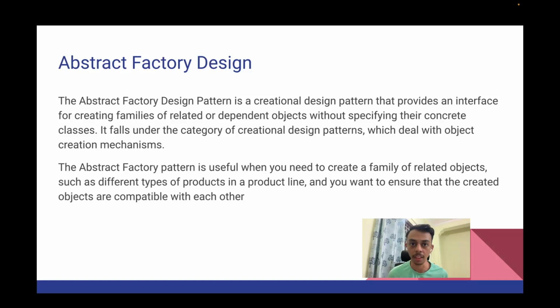He goes to the factory. Each time he has to specify that I want a Tata car. So I want a Tata car object. I want Tata engine. I want Tata tires. I want Tata seats. I want Tata doors. So all these Tata objects, or family of objects, as you can see, will be assembled in the factory and the Tata car will be provided to the client.